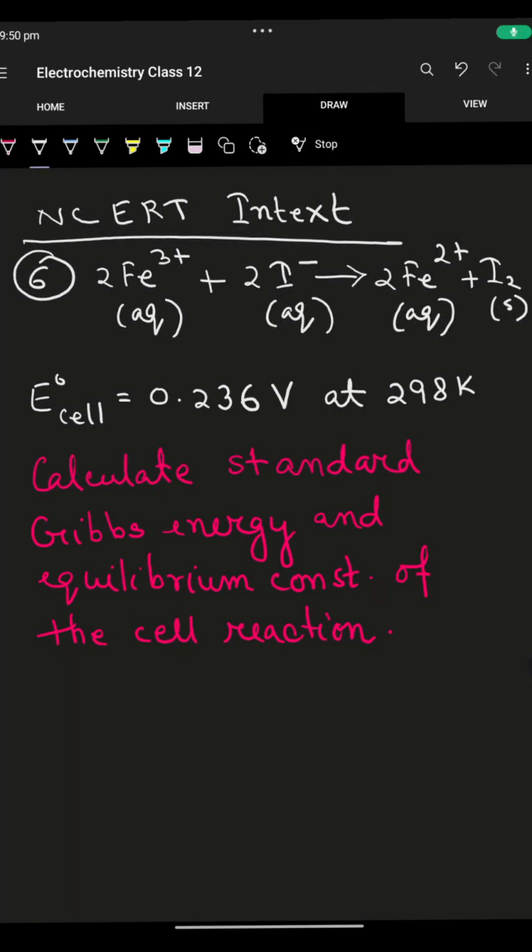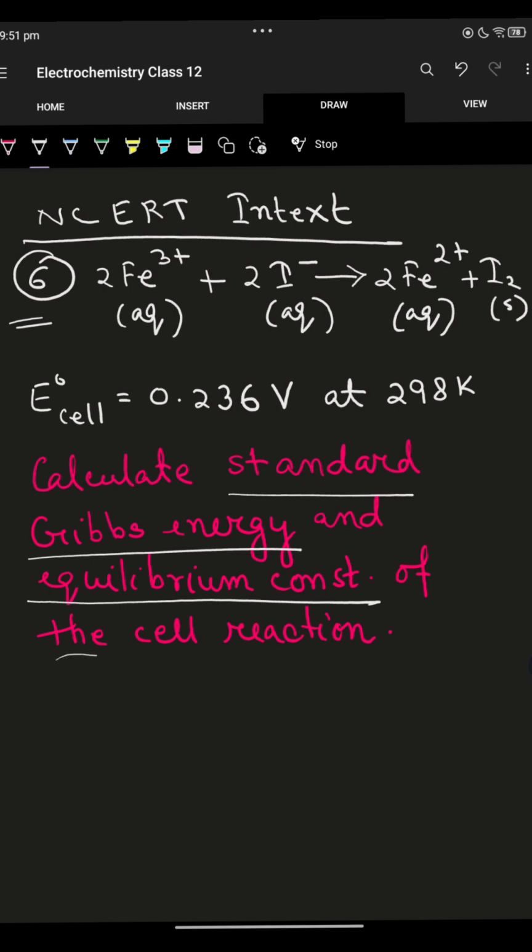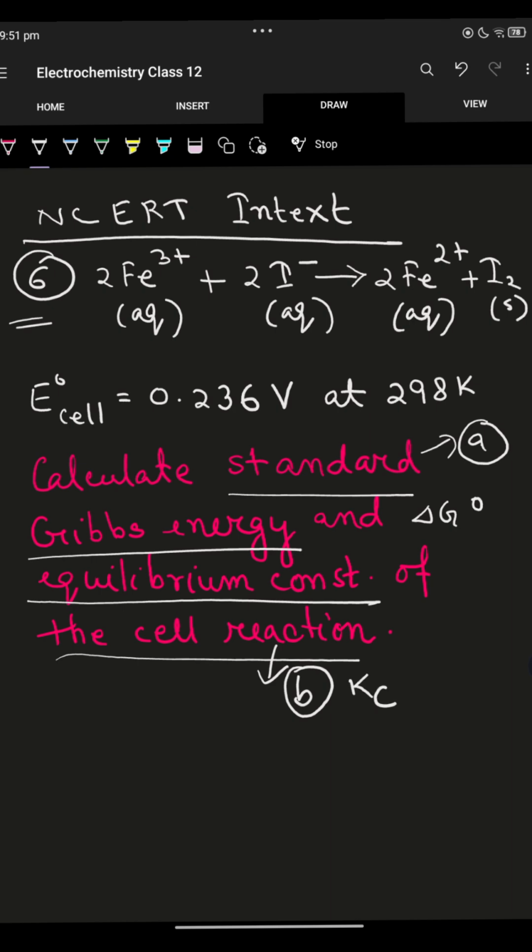NCERT in-text question number 6. It gives an equation which is an ionic equation, and E naught cell value is provided at 298 Kelvin. Calculate the standard Gibbs energy and equilibrium constant of the cell reaction. So here you have two things to do: one, standard Gibbs energy, that is delta G naught, and equilibrium constant Kc.